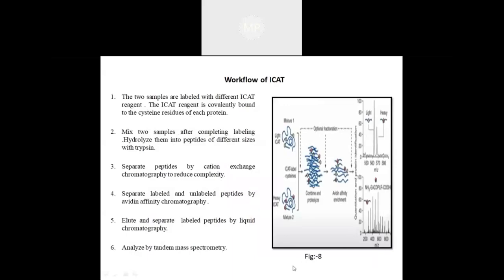Now moving to the next slide, this is the workflow of ICAT. So from figure 8, we can see there are two types of samples.